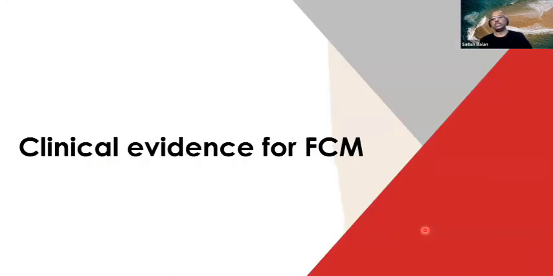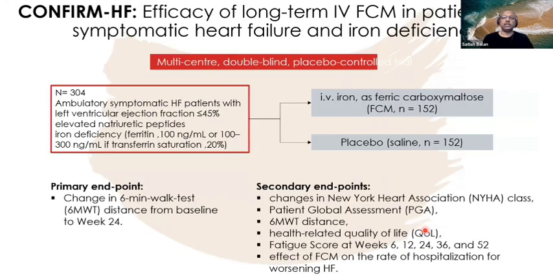So what are the clinical evidences for FCM? The initial studies were done, actually, in patients with heart failure, even in those without iron deficiency. This was CONFIRM-HF, a study in heart failure patients. There were 304 symptomatic heart failure patients, actually HFrEF patients, those with low ejection fraction. And the primary endpoint was a change in the 6-minute walk test. So they saw whether these patients could actually improve their walk test distance.